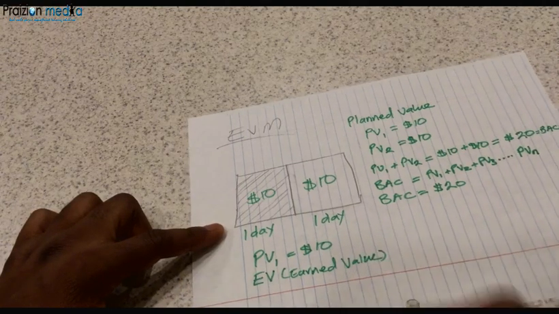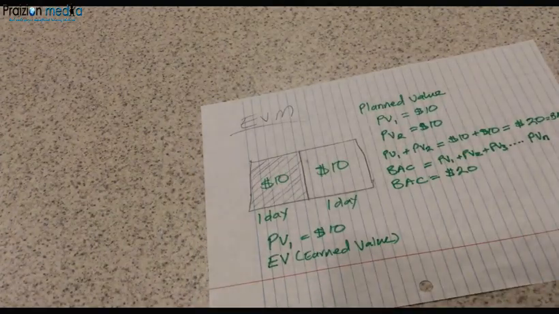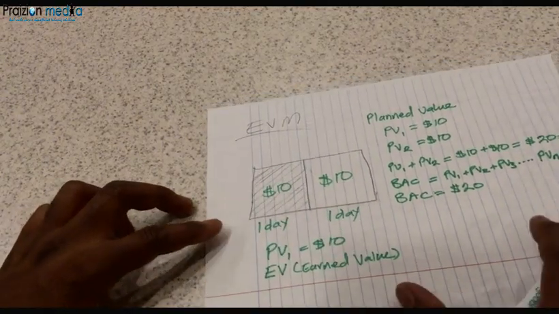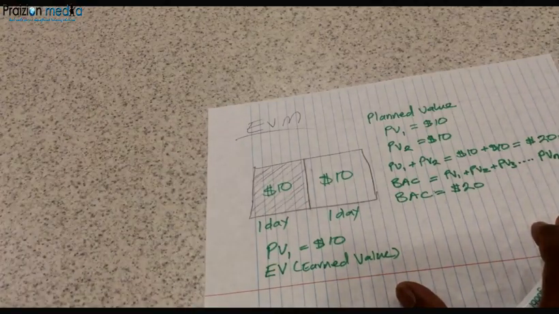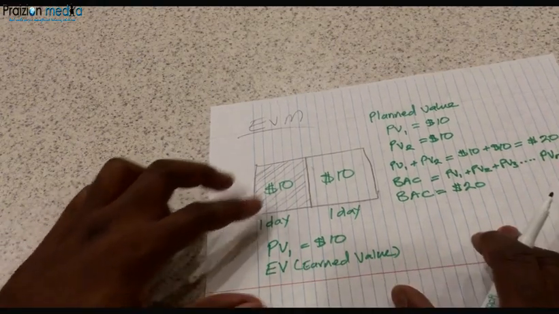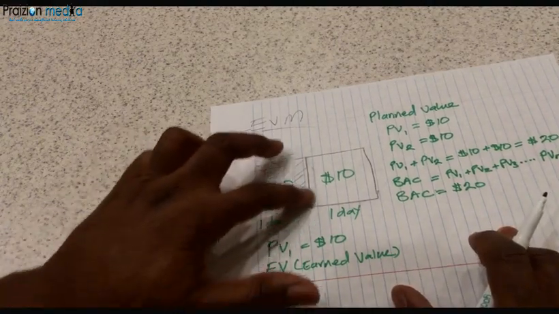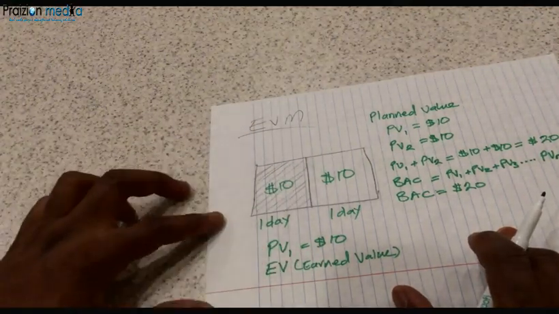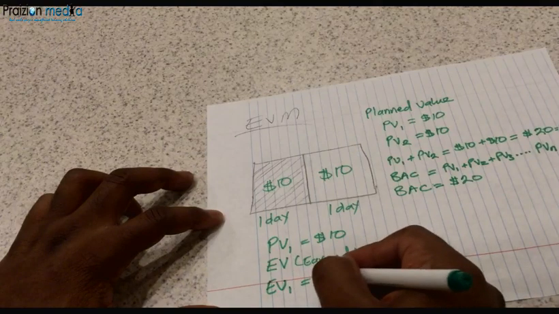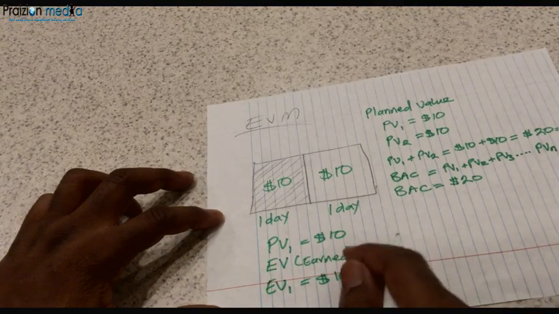And earned value is a measure of the value that you have accomplished over a particular time period. So if we talk about this time period, day one, I just told you he got all the work done. That's good, right? It sounds good. So we can say the earned value for day one is the full value that was targeted, which was $10. So we could say earned value for day 1 is $10. How did we get this?